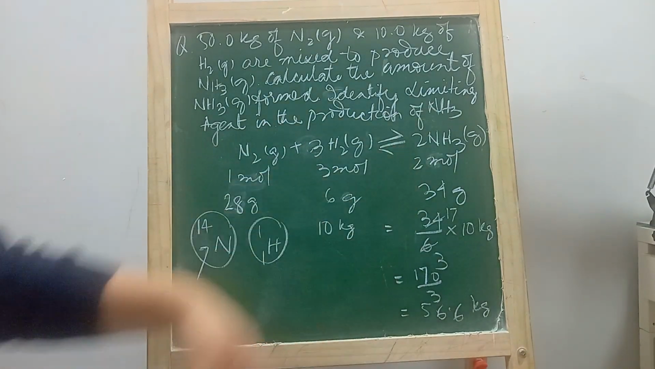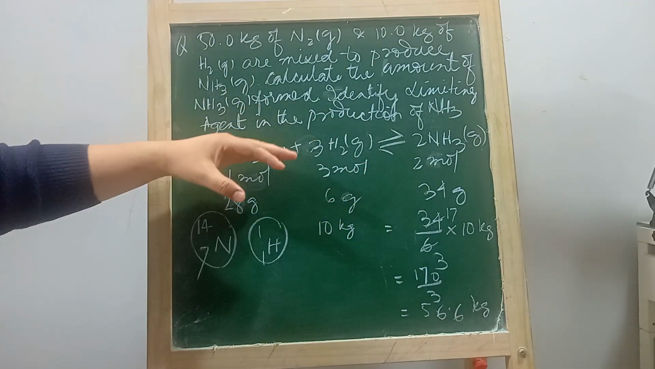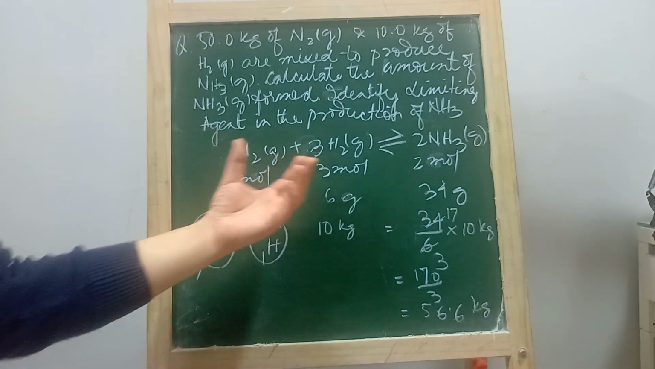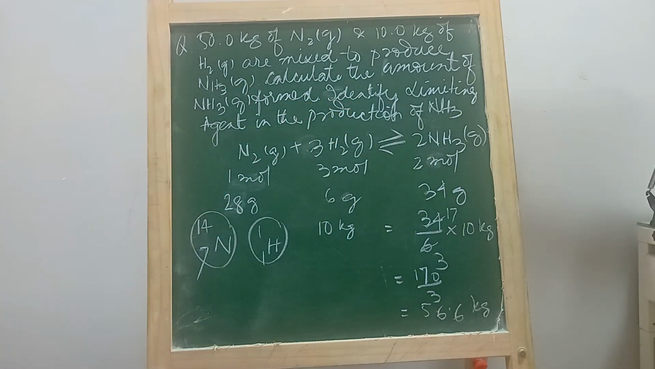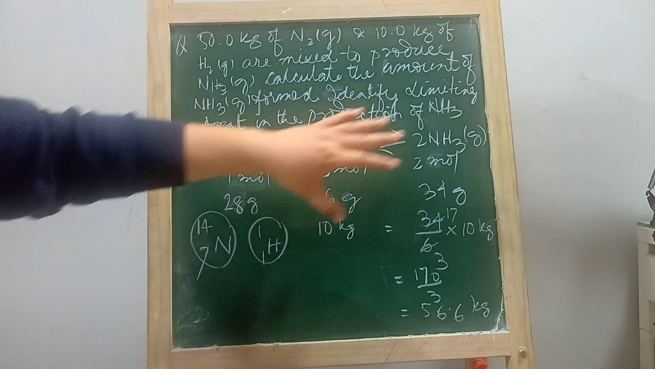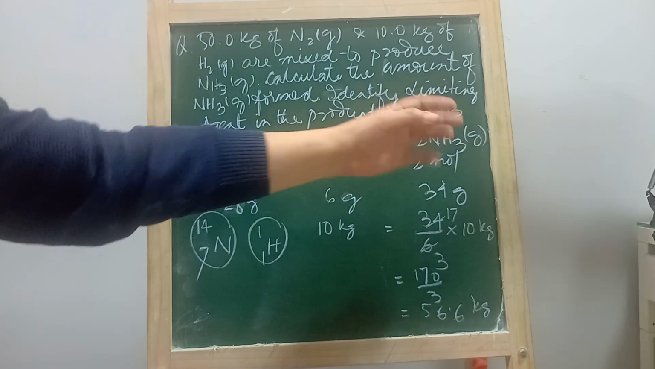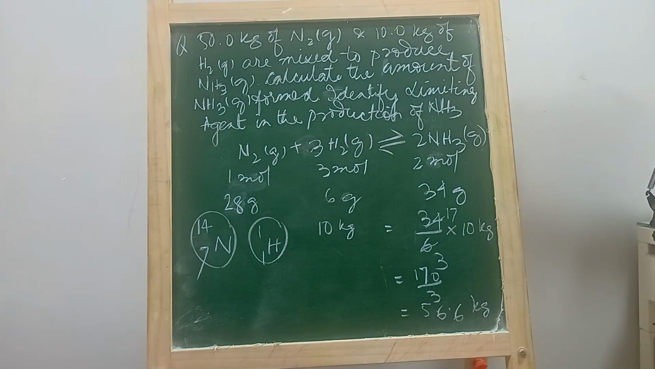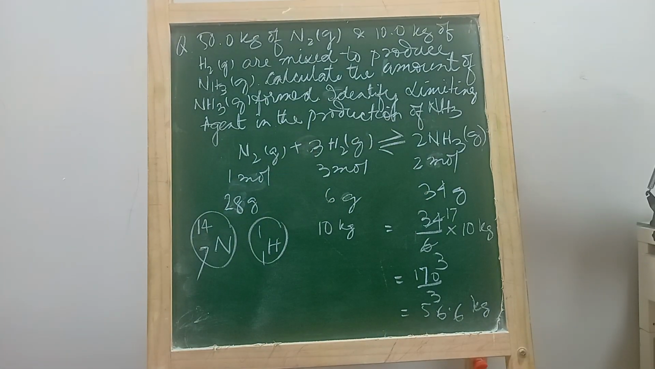We're writing this symbol, which means that nitrogen and hydrogen combine to form ammonia, and maybe ammonia will decompose and the reaction might be reversed to form nitrogen and hydrogen. That we will learn in another chapter, but for the time being these are reactants and these are products, and this particular symbol means that there is a possibility that ammonia may also decompose and form these two elements. That will be discussed in another video.